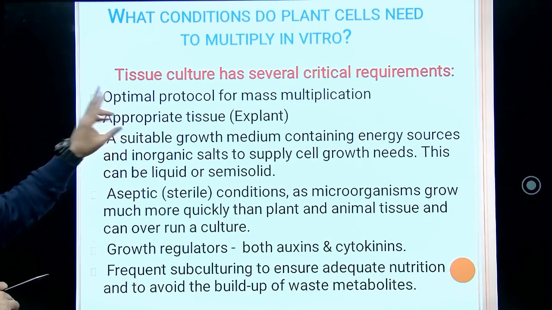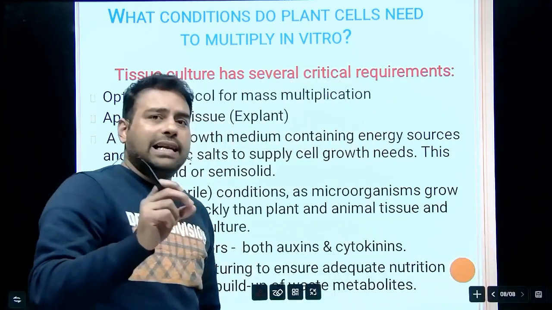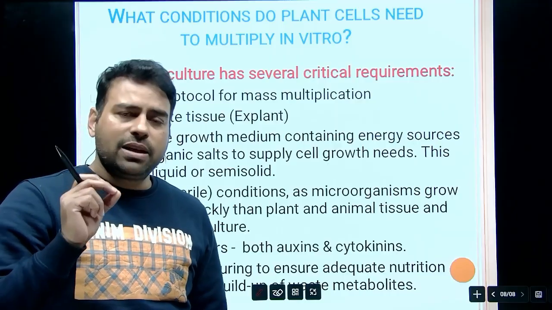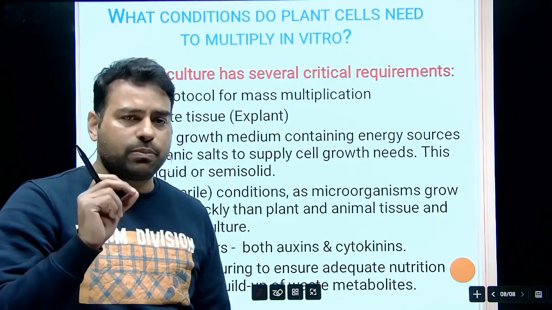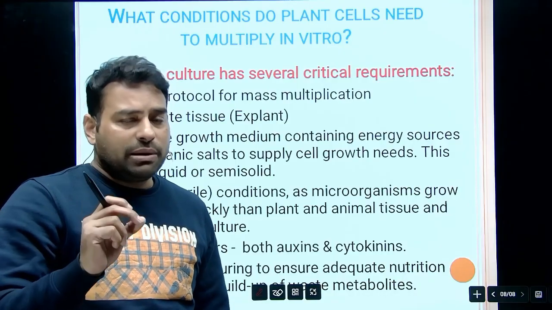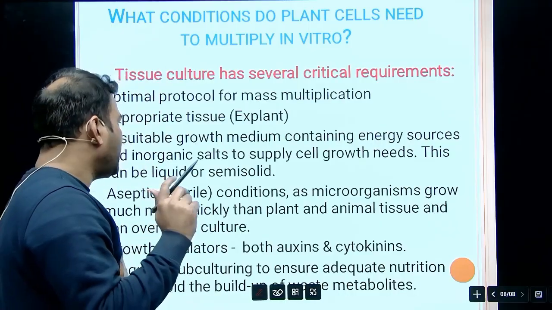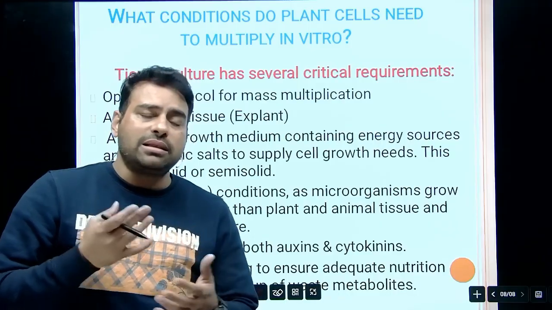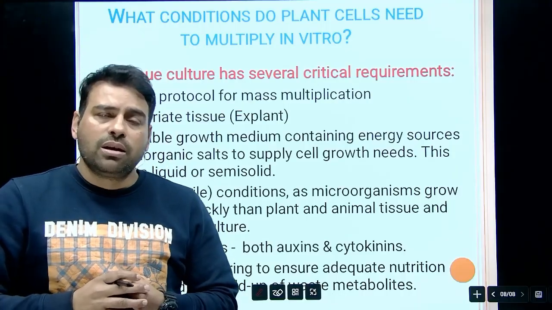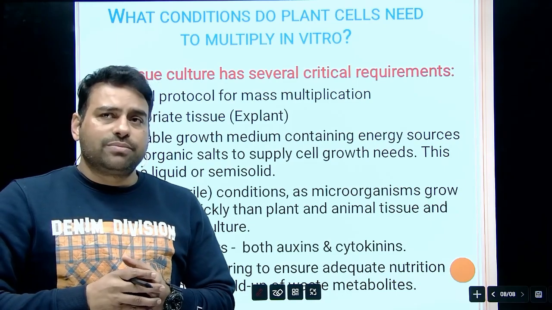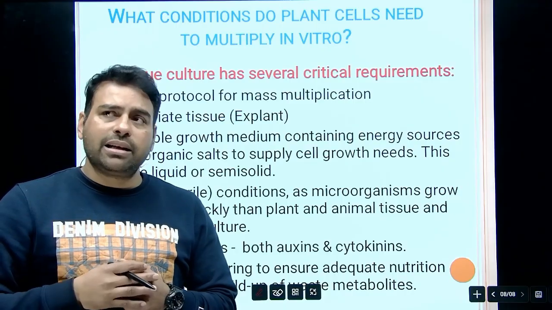Firstly, a protocol. Each and every plant needs a separate standard operating procedure for the mass multiplication of the plant. For example, we have different protocols for herbals, different protocols for aromatic plants, and some different protocols for sugarcane and for banana.